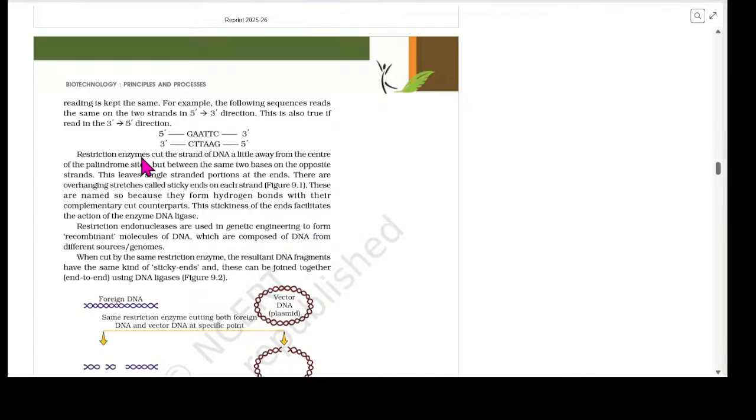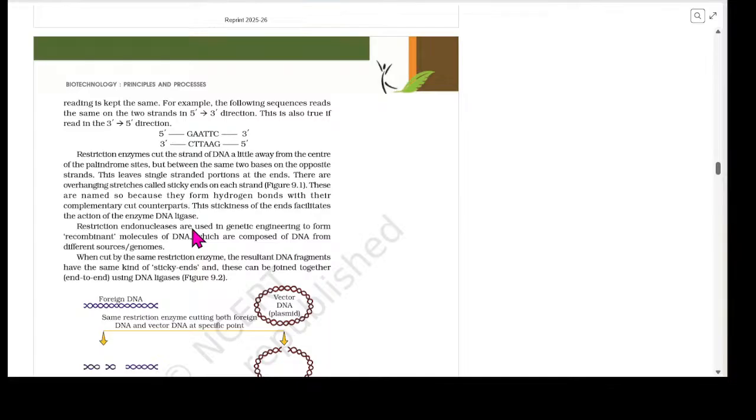Restriction enzymes cut the strand of DNA a little away from the center of the palindromic sites, but between the same two bases on the opposite strands. This leaves single-stranded portions at the ends. There are overhanging stretches called sticky ends on each strand. These are named so because they form hydrogen bonds with their complementary cut counterparts. This stickiness of the ends facilitates the action of the enzyme DNA ligase.